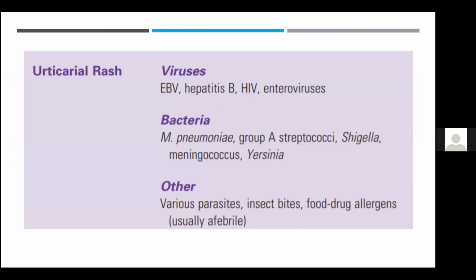So if we look at the causes of urticarial rashes, it can occur in the prodrome, in the pre-icteric phase, of both hepatitis A and B, and to a lesser extent hepatitis C. It can even be the initial manifestation of HIV infection, and can also be associated with enteroviruses and EBV.